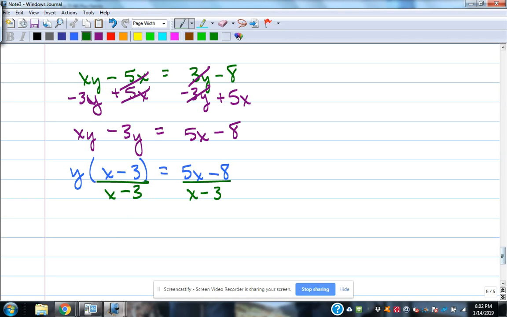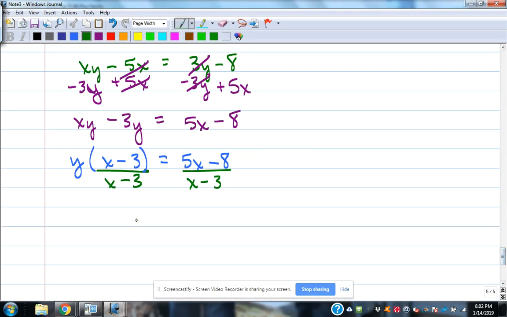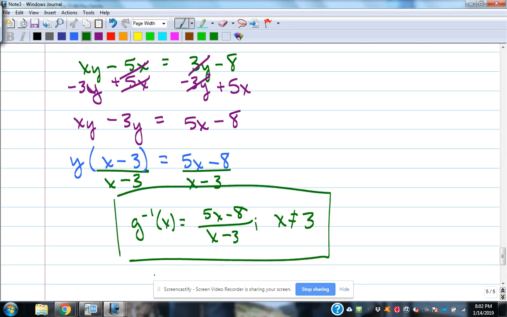So, I don't know what letter I call this. G of x. So, G inverse of x is 5x minus 8 over x minus 3. But x cannot be 3 because the denominator has the x minus 3 in it. That is the inverse function.